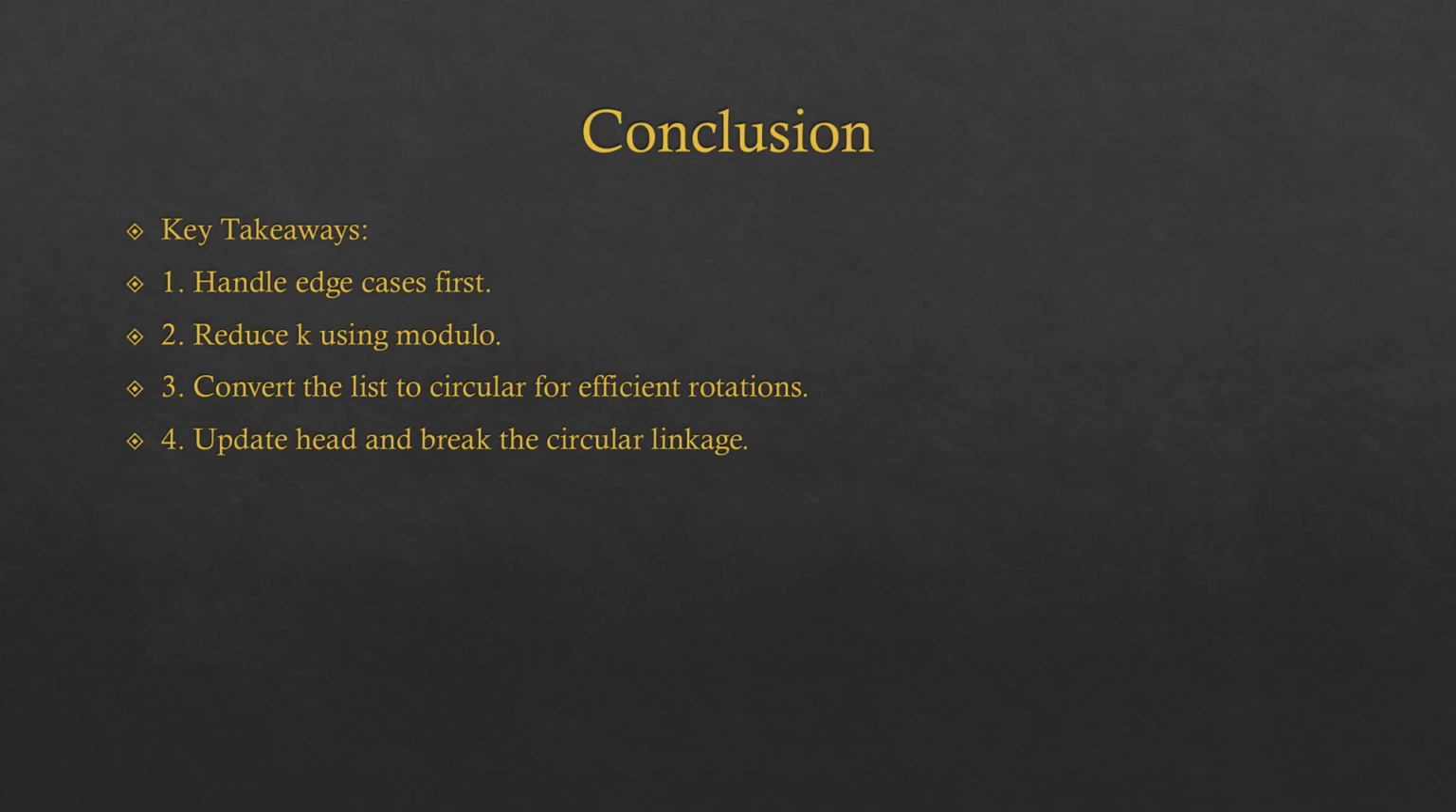In conclusion, we have covered the solution to the problem of rotating a linked list. The key takeaways are handle edge cases, reduce k using modulo, convert the list to a circular one for efficient rotation, and finally update the head and break the circular linkage.